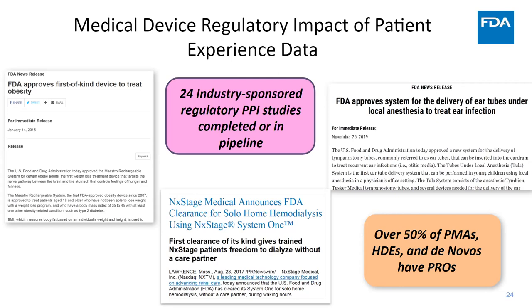In addition, we've seen over 50% of our pre-market authorizations, our humanitarian device exemptions, and de novos include a patient-reported outcome measure, and this is a consistent measure for our studies.